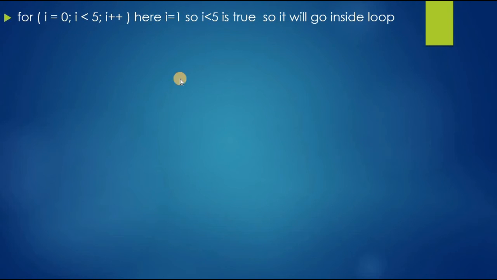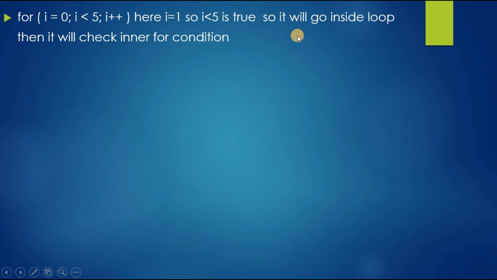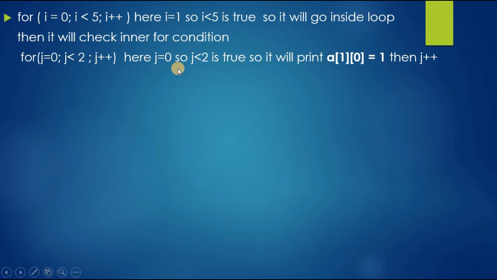So now i is 1 and i less than 5 is true. So it will go inside the loop and check the inner loop condition. The inner loop condition is true because j is 0 and j less than 2 is true. So it will print the value of a[i][j] as 1, because at the first row and 0th column we got the value 1. So it prints 1 and then j will be incremented.